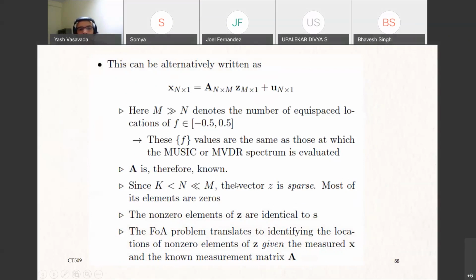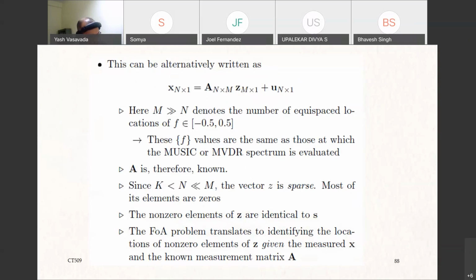So if we formulate the same problem in this alternative manner, then we can say that the frequency of arrival problem actually boils down to identifying which are the non-zero elements of Z given the measured X and given the knowledge of this matrix A. But that is essentially the compressive sensing problem. So you see that this FOA estimation technique has been recast into the compressive sensing technique.